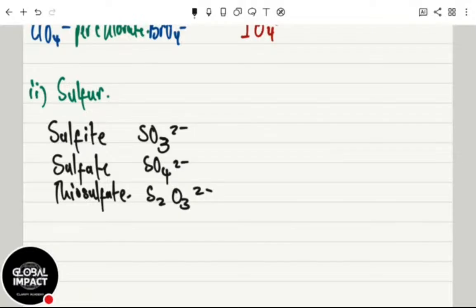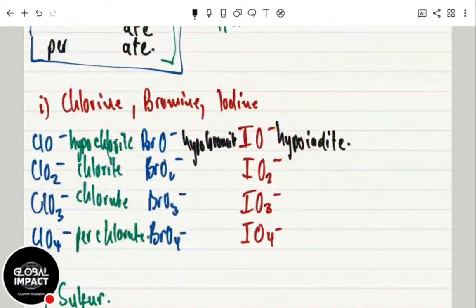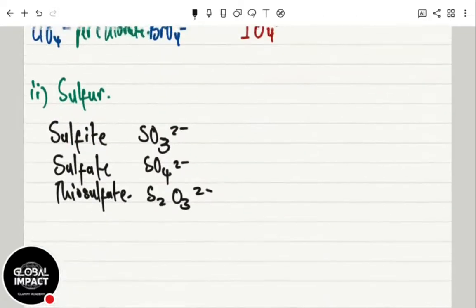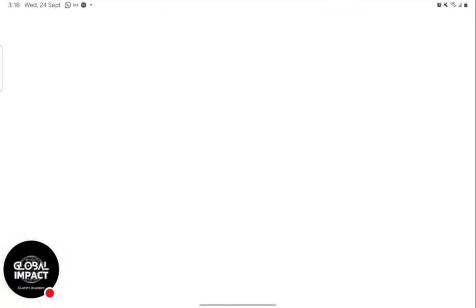Then S2O3 is thiosulfate. So we say the name of the metal, then after it we put thiosulfate. If there is sodium, we say sodium thiosulfate. If it's sodium sulfite, we say sodium sulfite. How? Because we know the anions. You gotta know them. You have to practice them and write them many times, because this is the surname you're going to put. Let's see for carbon. There are not too many.